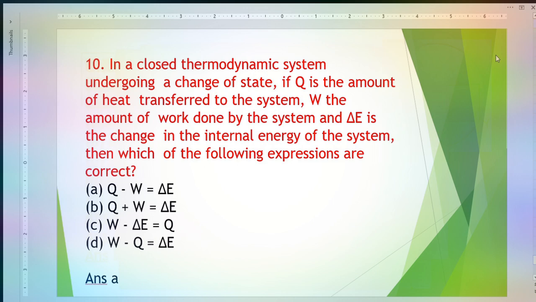As we know, heat transferred is equal to work done plus change in internal energy. So Q equals delta E plus W. By solving this equation, we get Q minus W equals delta E.